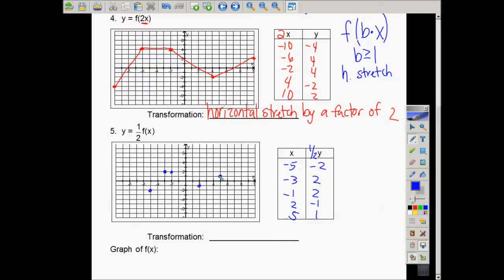Oh, I think I did this wrong. What happened to my graph? Carl, I think you're right. You compressed it. Compressed by half. What kind of compression is it? Vertical, because what was affected? The Y. So it's a vertical compression.